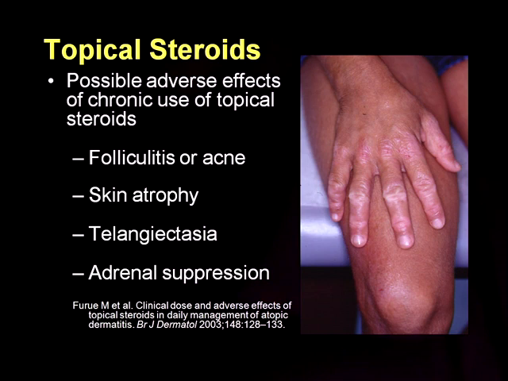So some of the more common things, especially in adolescence, if you're using them on the face, it may cause or worsen acne, can sometimes cause folliculitis. With prolonged treatment of specific areas of skin, sometimes you can see skin atrophy. When you see skin atrophy, you'll often see telangiectasia or dilated blood vessels, or you may see a tendency to bruise more easily in those areas. And then for children that have more severe disease where you're using topical steroids on large surface areas, they do have some risk of developing adrenal suppression if they're using chronic topical steroids.